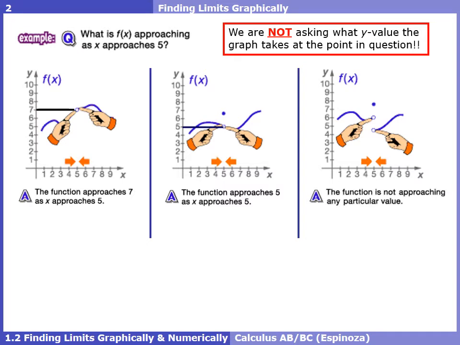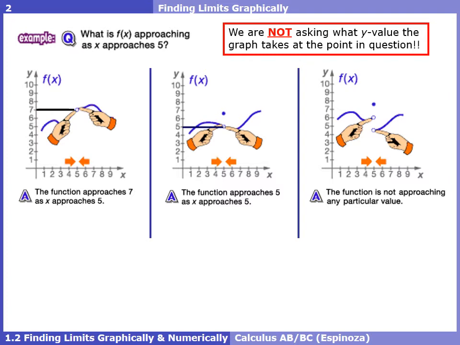Our right finger looks like it's approaching somewhere a little over 4. But really the thing we need to take away from this is that the function is not approaching any particular value. There's kind of a contradiction between our left finger and our right finger, and because of that, there's no particular value that our function is approaching as we get closer and closer to 5. So that's really the idea behind a limit.